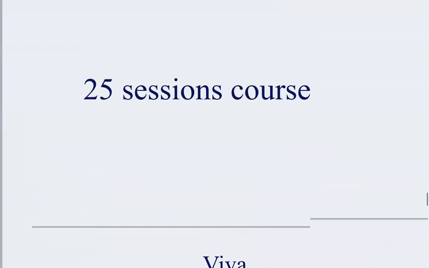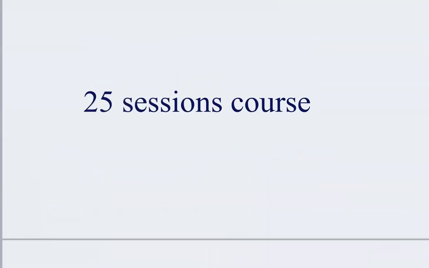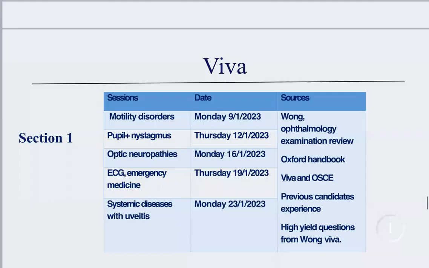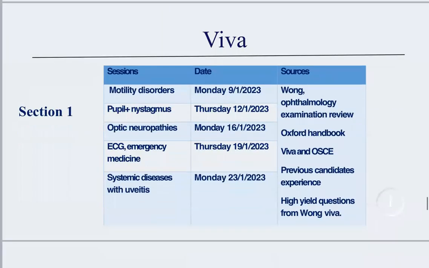The third part of this orientation session is our course. We will offer 25 sessions. In the Viva part, this is the schedule. I have 3 sessions for neuro-ophthalmology: motility disorders, and actually we had this session; pupil and nystagmus, also we had this session; and optic neuropathies. Then ECG, emergency medicine, and systemic diseases with uveitis.